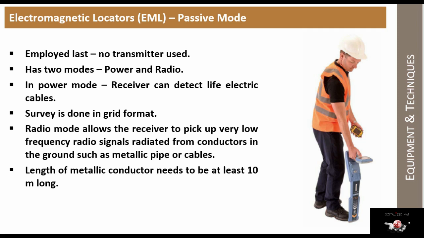Survey is done in grid format. Radio mode allows the receiver to pick up very low frequency radio signals radiated from conductors in the ground, such as metallic pipe or cables. Length of metallic conductor needs to be at least 10 m long.